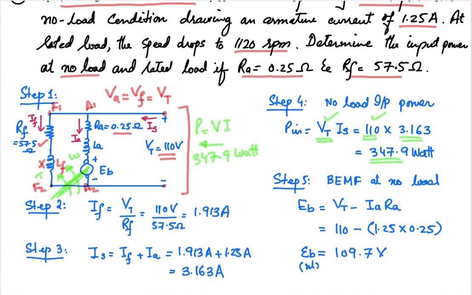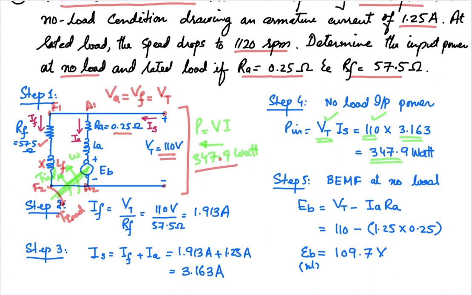The induced torque is in this direction. When you apply the load torque, that will be acting in the opposite direction to the induced torque. So at the moment, without the load torque, what is the power that is being drawn? That is 347.9 watt. This power is basically required to run the machine itself, to overcome its own inertia, its own losses. So this is the power required at no load.